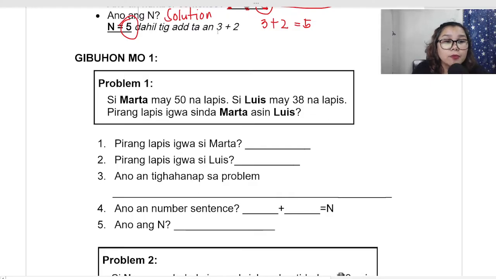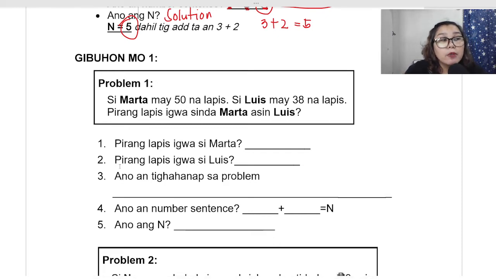So, ito, problem 1. Si Marta may 50 na lapis. Si Luis may 38 na lapis. Pirang lapis igwasin da Marta asin Luis. So, may mga questions dan. This question, if you're going to answer these questions, then it will guide you on what to do step by step.